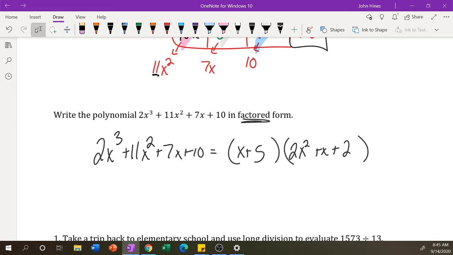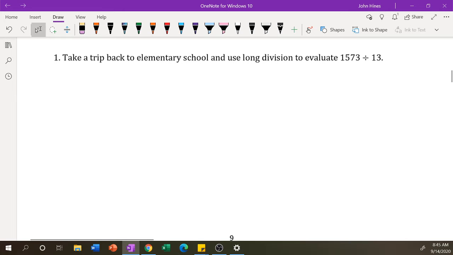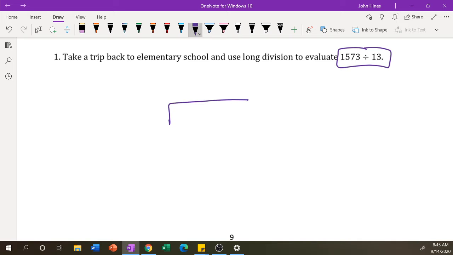Alright, that was enough with the reverse tabular method. Let's do some good long division. So let's take a trip back to elementary school and do some long division where we're going to divide 1,573 by 13. So inside my long division is my dividend 1573. And outside my little long division sign there, I'm going to put my divisor, which is 13.